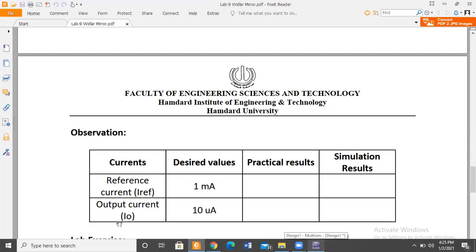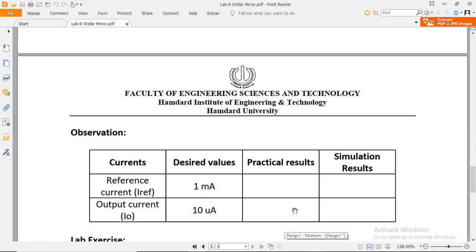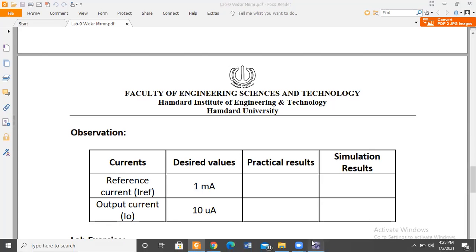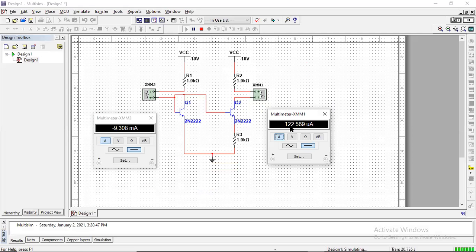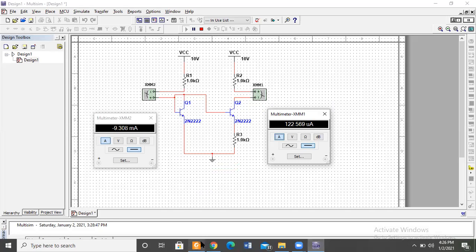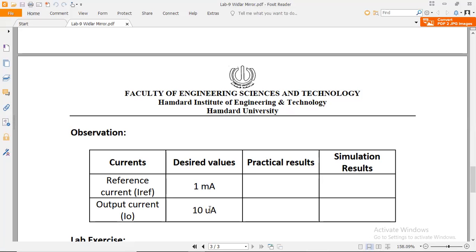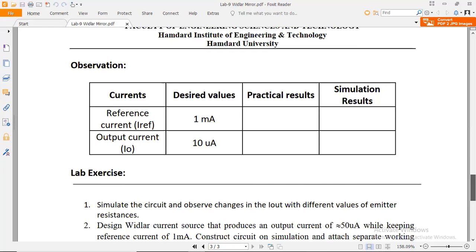And moreover, the desired output current is 10 microampere, and the simulated result that we got here is 22.5 microampere. This is the output current that we measured at this level. So up till now, if anyone has any kind of query, any difficulty or issue, please feel free to discuss. I will answer your questions.